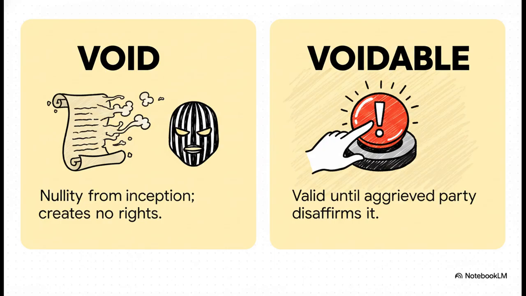But a voidable contract, that's entirely different. It acts like a totally valid, fully binding contract until the protected, aggrieved party actively hits the eject button. They hold all the power to say, nope, I'm out. Keep that critical distinction in the back of your mind as we go.